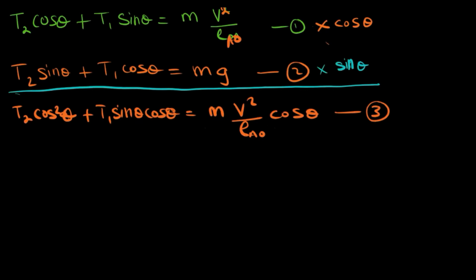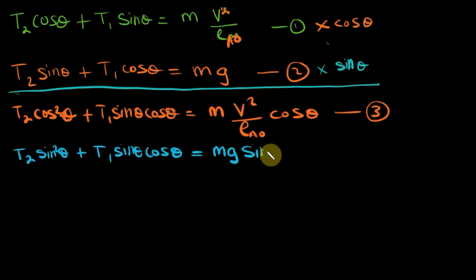Name it equation 3. And equation 2 becomes T2 multiplied by sin theta, this is sin squared theta, plus T1 sin theta cos theta is equal to mg sin theta. Let's name it equation 4.